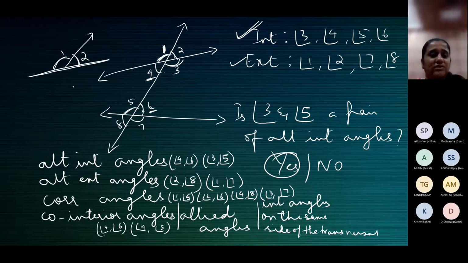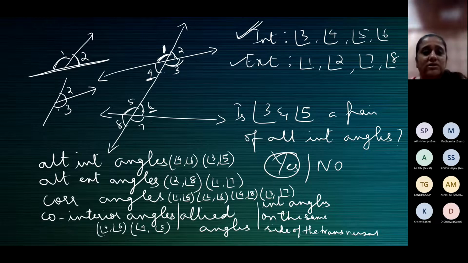Similarly, 2 and 3, you can see there is a line and there's a ray like this, and there is angle 2 here and angle 3 here. 2 and 3 lie on the same straight line, so their sum is 180. If two angles lie on the same straight line, their sum will be 180. That's what is called the linear pair axiom.